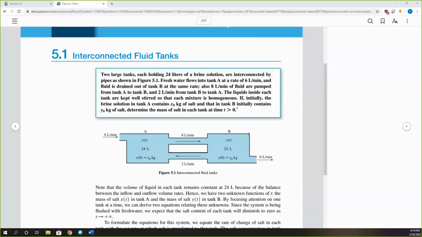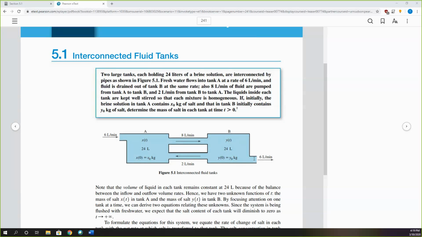In tank B, we have a similar situation. y of t is going to represent the amount of salt at time t. This also holds 24 liters. It starts off with an initial amount. We have 8 coming in, and we have 2 going out back to A, and we have 6 going out of the system in total. Overall, this is also not losing any liters of solution.